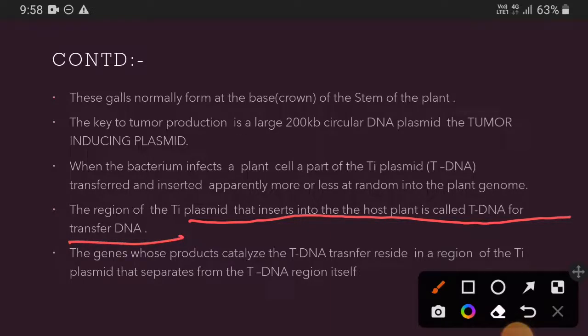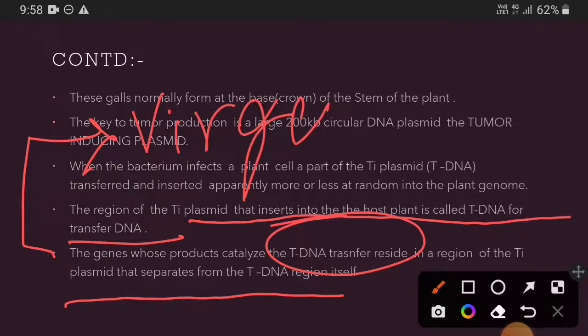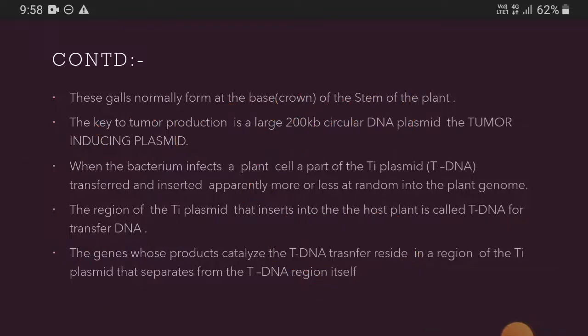The genes whose product catalyzes the tDNA transfer reside in a region of the Ti plasmid that is separate from the tDNA region itself. Then these genes are our vir genes, which we have discussed in our previous video.